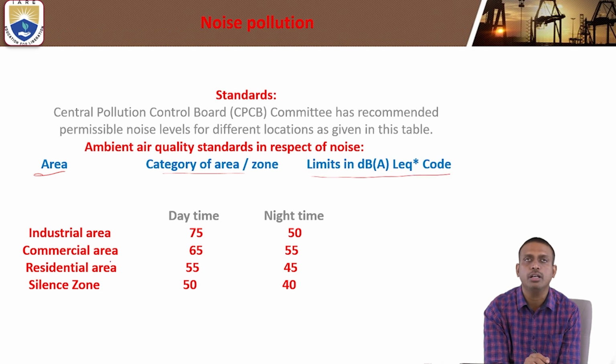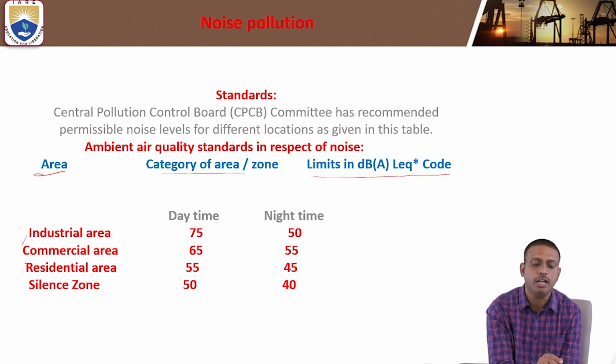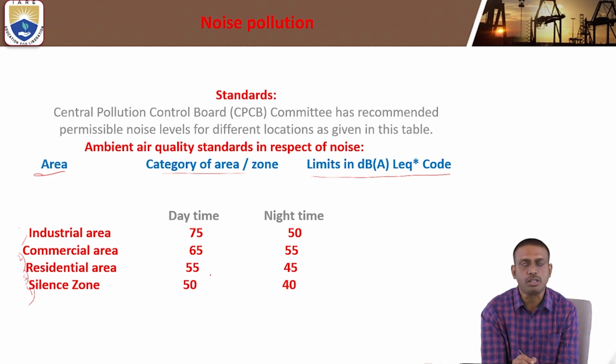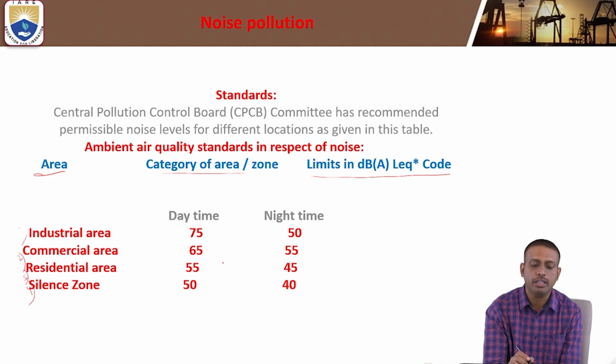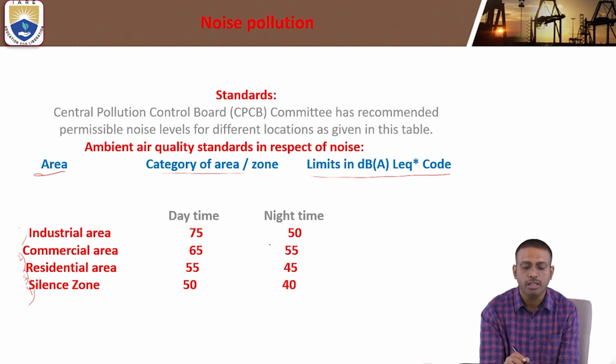For example, the areas are industrial area, commercial area, residential area, and silence zone, with decibels given for daytime and nighttime. For industrial area, daytime is 75 decibels and nighttime is 50 decibels. Commercial area, 65 and 55 decibels. Residential area, 55 and 45 decibels. Silence zone is 50 during the daytime and 40 during the nighttime.